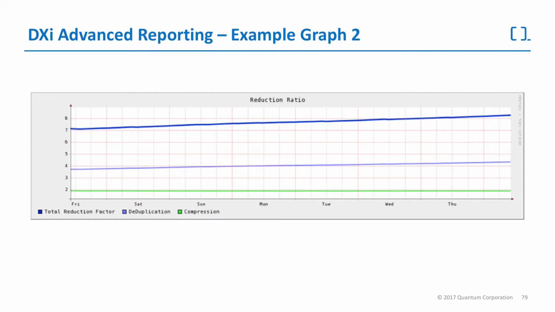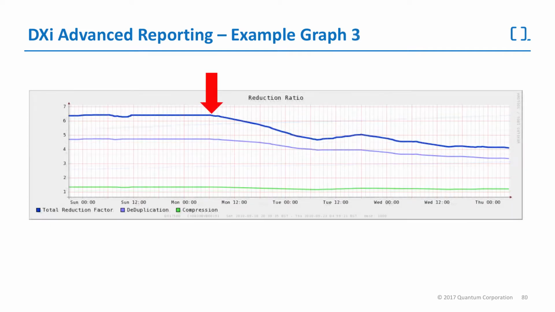The light blue line shows the reduction factor for deduplication, the green shows the reduction factor for compression, and the dark blue line shows the total reduction factor. Reduction ratio increases or improves over time as more data is processed because a lower percentage of stored data will be unique. This example shows a declining reduction ratio, which is not typical.